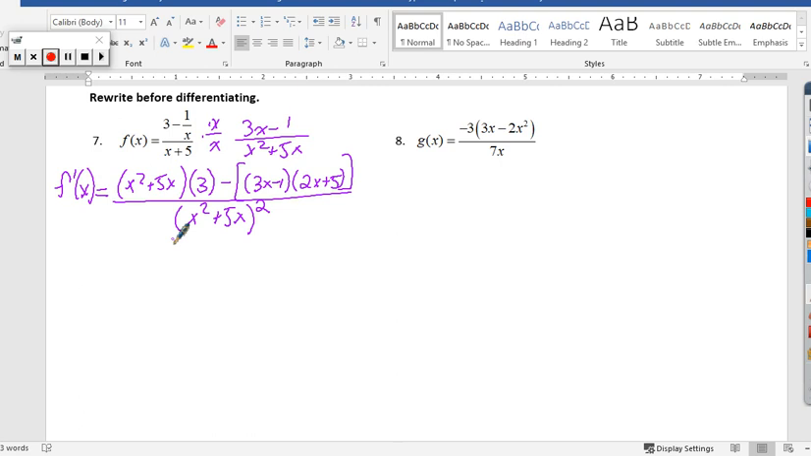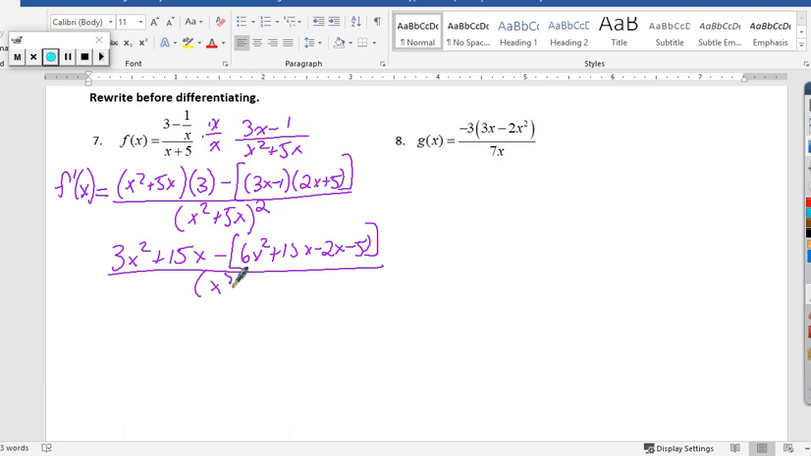That's going to get us, let's see, 3x squared plus 15x minus, keeping that bracket up until we do the FOILing. We're going to get 6x squared plus 15x minus 2x minus 5. And again, that's still all over (x squared plus 5x) squared. I would recommend making sure you rewrite that each time so you don't lose it somewhere up above.